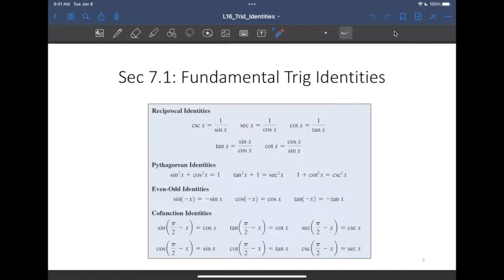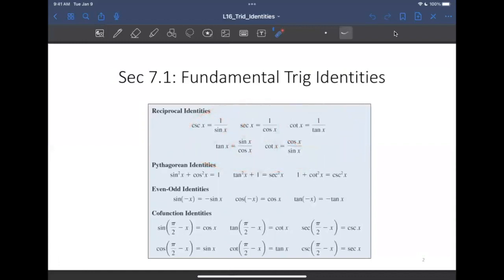The first that we've gone over many times: cosecant is 1 over sine, secant is 1 over cosine, and cotangent is 1 over tangent. And since tangent is equal to sine over cosine, then cotangent is equal to cosine over sine. Okay, so those are the ones we've worked with before.